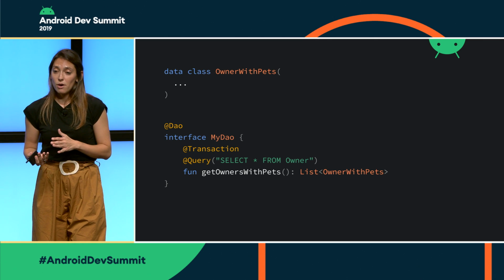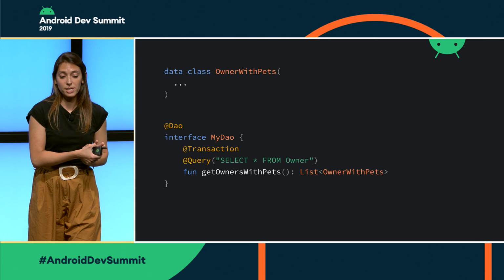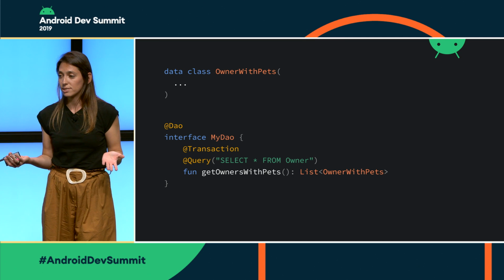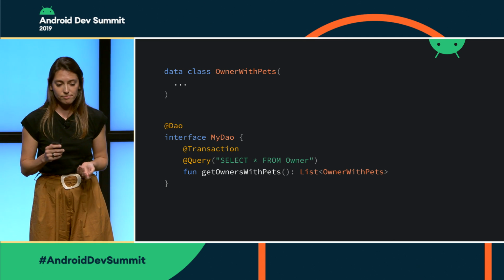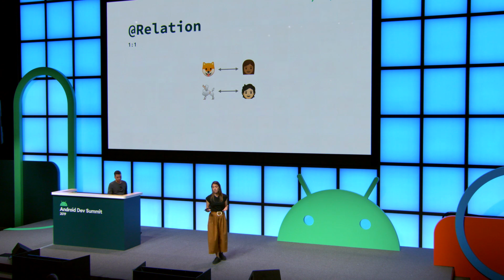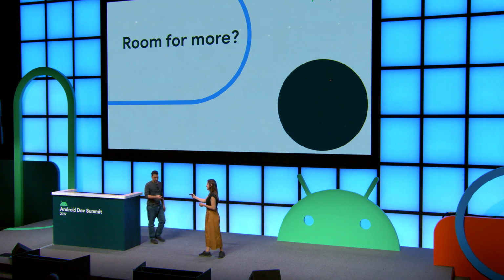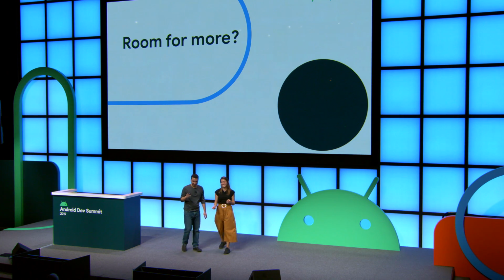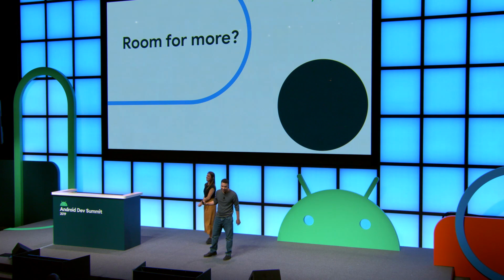So now in the DAO, we just need to write our query, select from owner, and return the list of owner with pets. So this means that now in Room 2.2, with one annotation, @Relation, we can support one-to-one, one-to-many, and many-to-many relations. OK, Dani, is there room for more features? Yes. Yes, there is. There's more features.